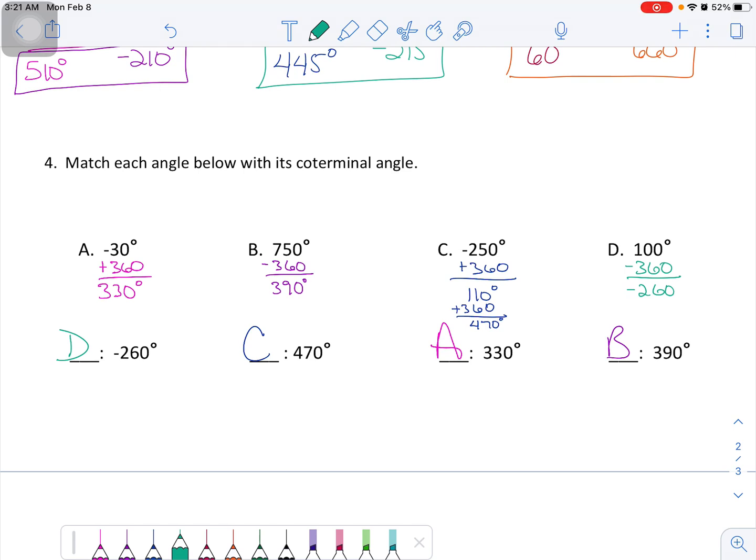So coterminal angles, add or subtract 360 degrees as many times as you need to, as long as you are dealing with measurements in degrees. In the next video, in the next note sheet, we'll talk about what happens when you have radian measures and how to find those coterminal angles.